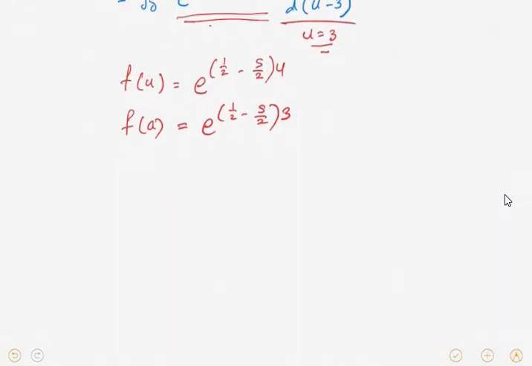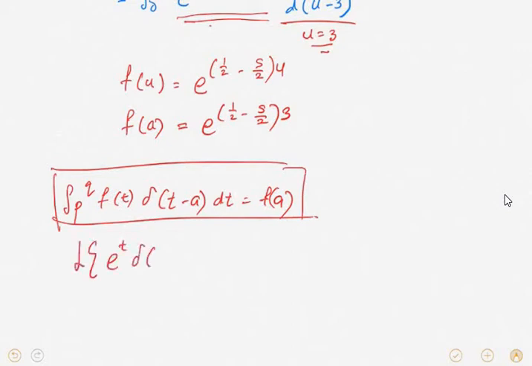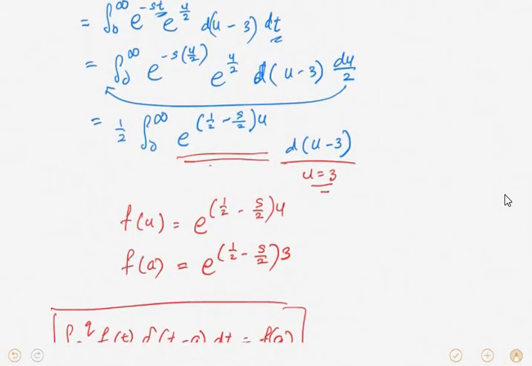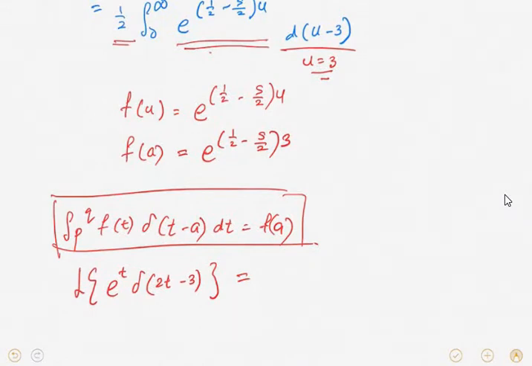So use the result. Just now we have the formula, still remember, the integral of f(t) delta(t minus a) dt equal to f(a), right? So by using this one, the Laplace transform of the exponent t delta(2t minus 3), this is the question, is equal to half, because you have the half here, and then this whole thing we obtain the exponent, so it is equal to exponent 3 half minus s over 2.